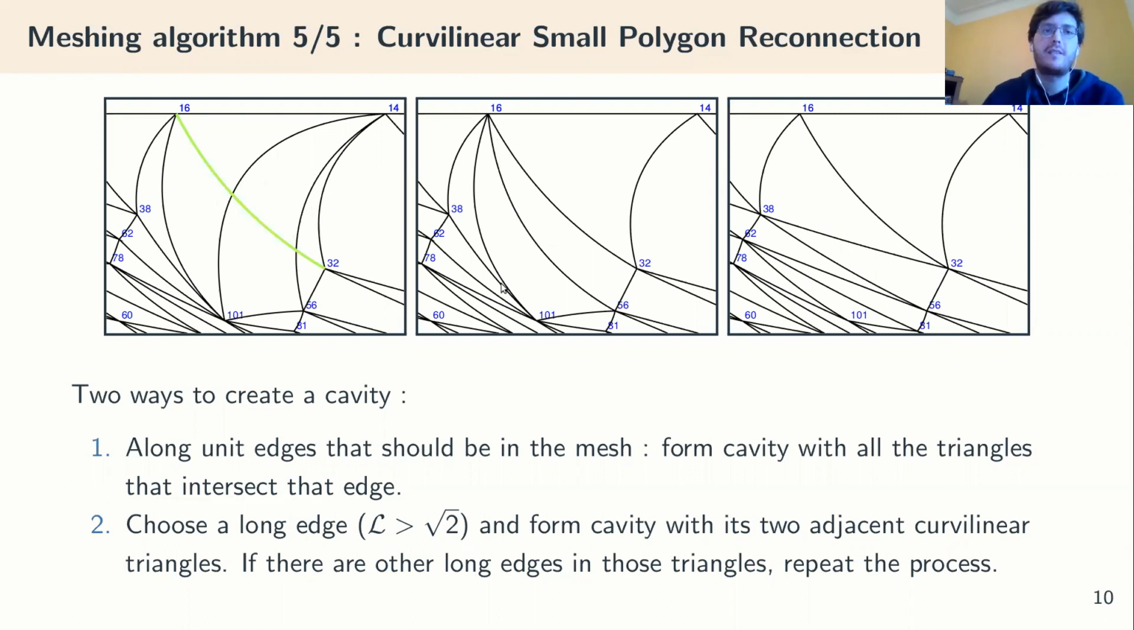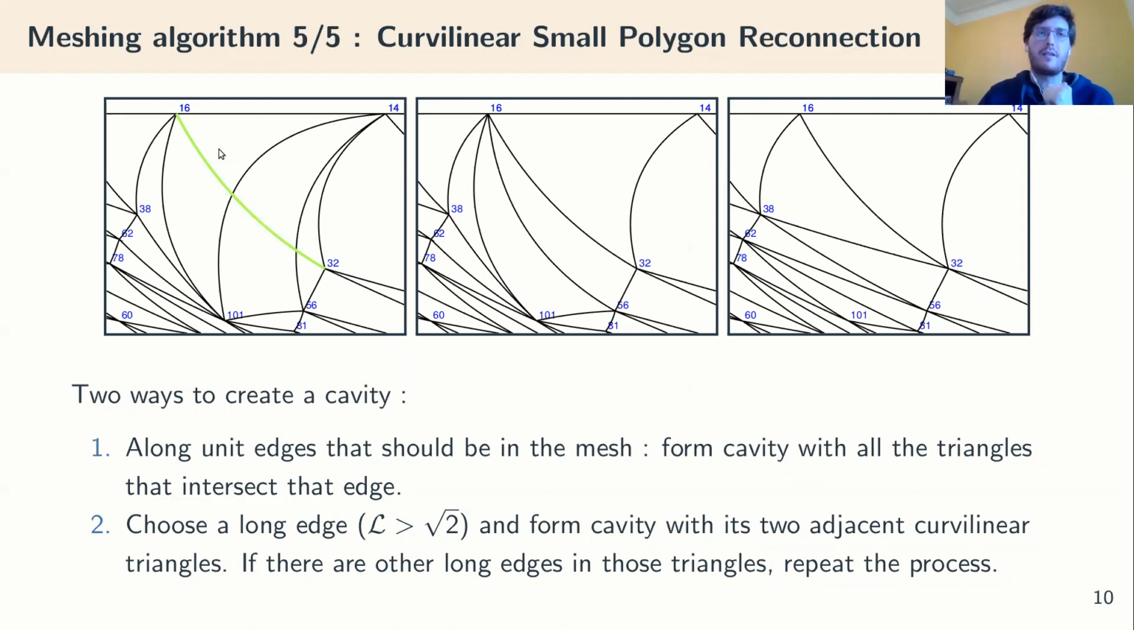And in this case, this will be done again for long edges that are beyond the square root of 2 bound that we impose to be within the quasi-unit interval. And we do the same thing. So we take all the triangles that are connected with this long edge, and we form a cavity with those triangles to yield this configuration. So yeah, 2 ways to build the cavities.